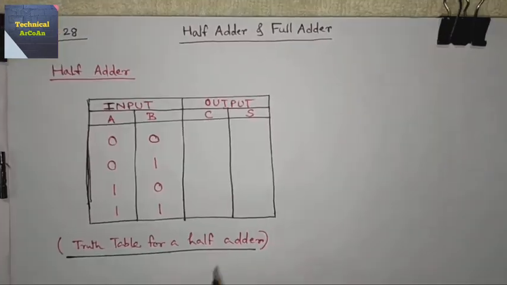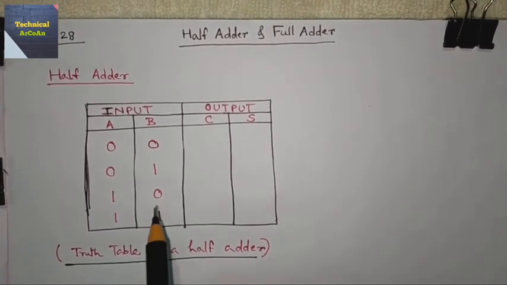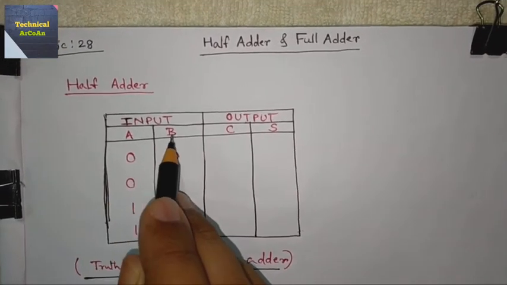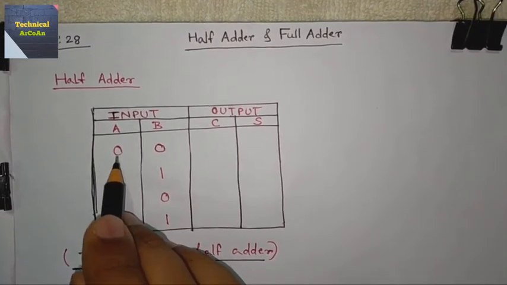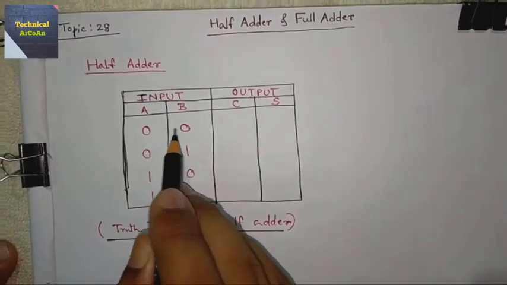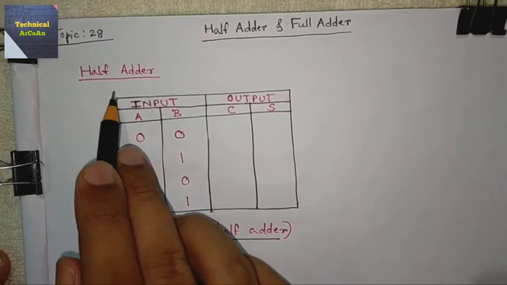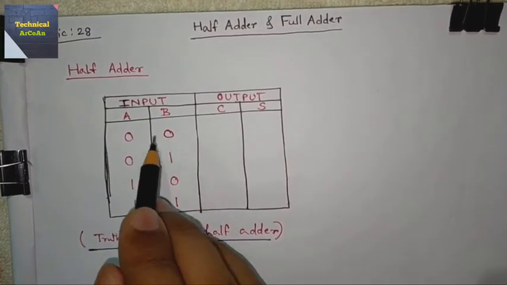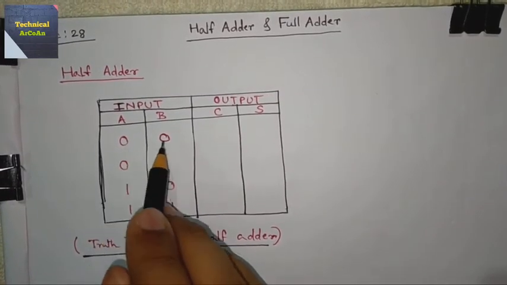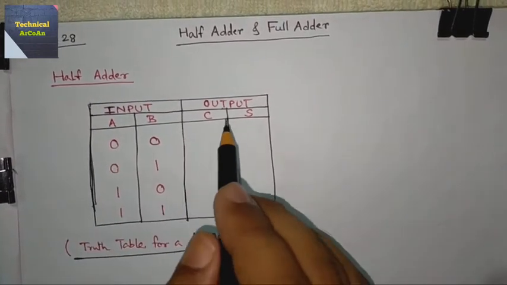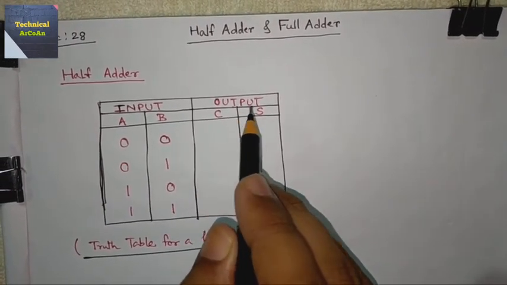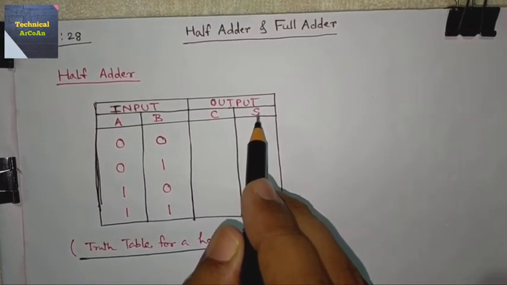So this is the truth table for the half adder. There are two inputs, A and B, and the combinations may be 0 0, 0 1, 1 0 and 1 1. Now, when two bits are added, that means addition of two bits is performed, then we get two outputs. One is carry, represented by C, and another is sum, which is represented by S.